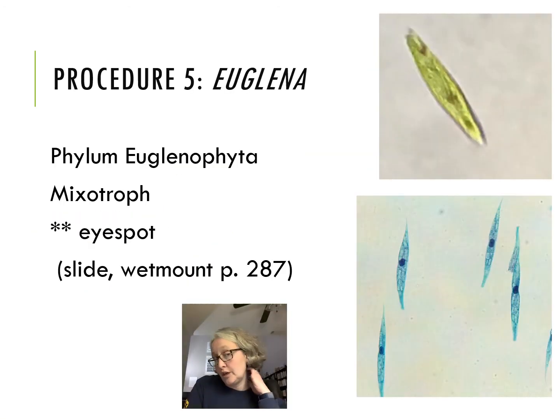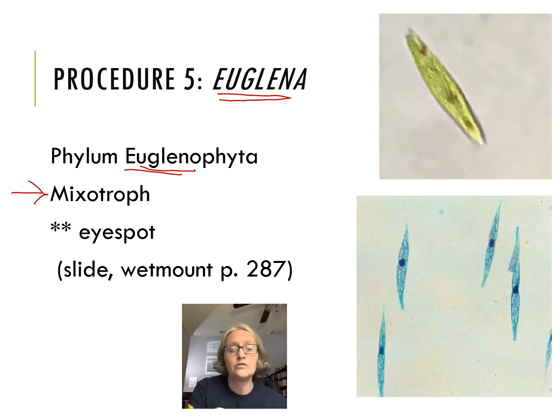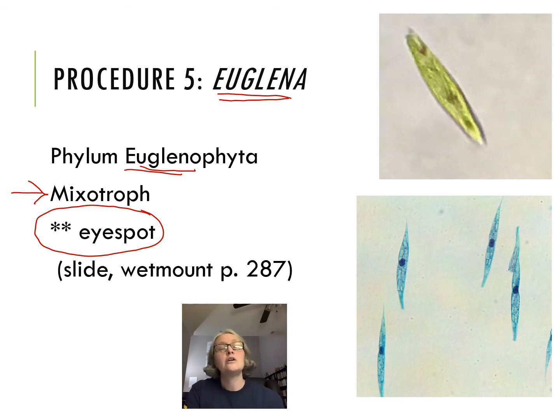Procedure 5, we're going to look at Euglena. This belongs to phylum Euglenophyta. That's nice, sort of the name gives it away. Again, our exciting thing here that we can talk about is that this is a mixotroph. These do have an eye spot, which is often hard to see, but that eye spot will form at one end and helps orient them towards the light so that they can then photosynthesize better.